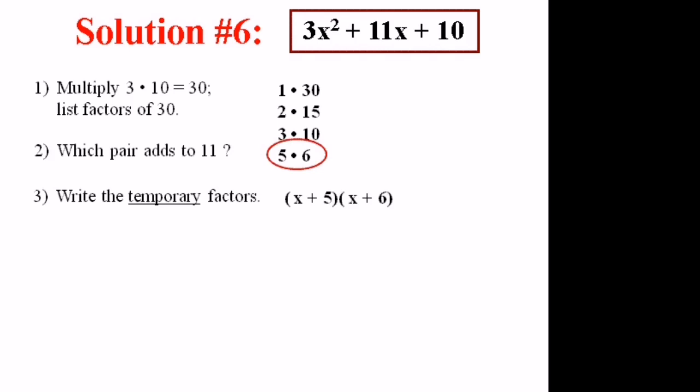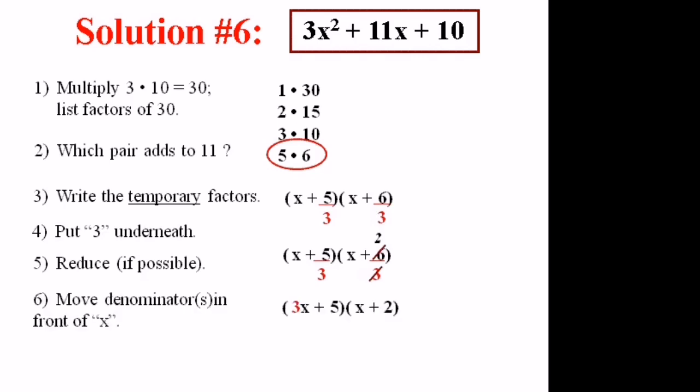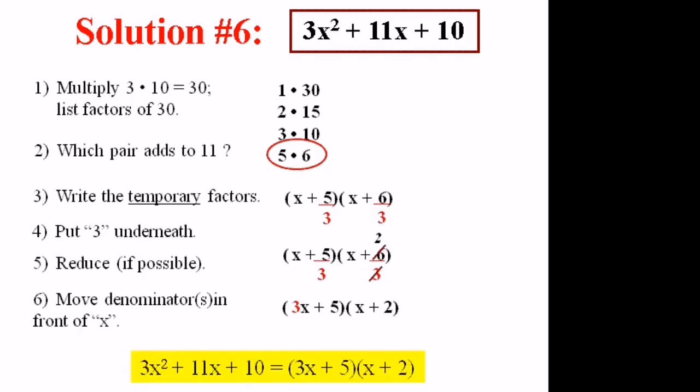Write the temporary factors as x plus 5 and x plus 6. And then we need to put 3 underneath as our leading coefficient. That is over 3 and over 3. Reduce if possible. That is x plus 5 over 3 times x plus 6 divided by 3 is 2. Move denominators in front of x. We just move 3 in front. That is 3x plus 5 and x plus 2. So our answer is 3x plus 5 and x plus 2.